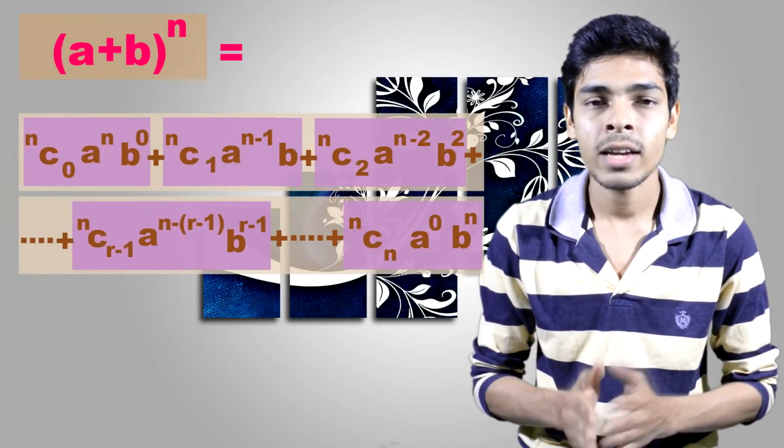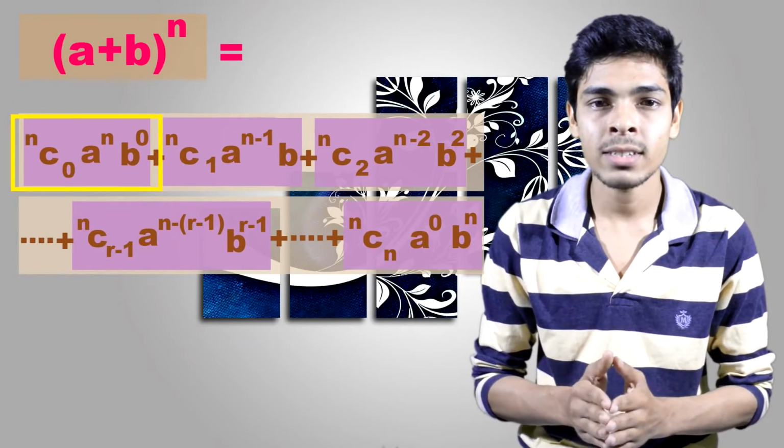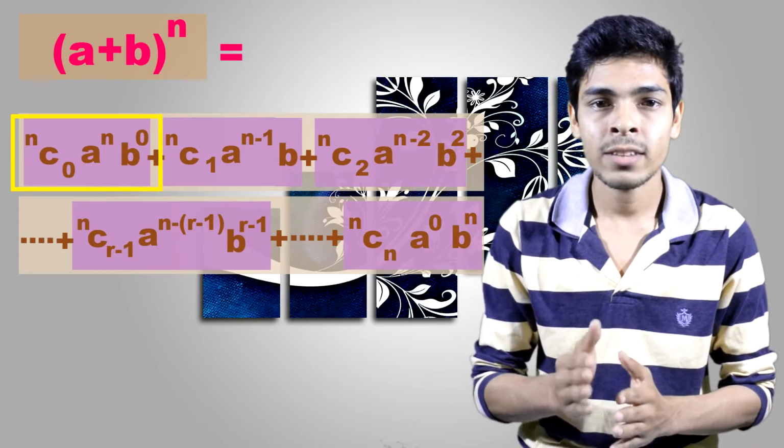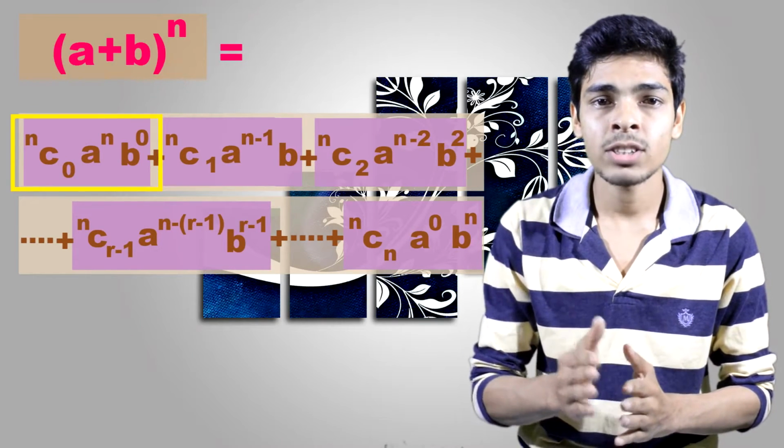As we know, the binomial theorem states that (a + b)^n equals the summation from k = 0 to n of nCk a^(n-k) b^k. If we expand the binomial theorem, it looks like this. Here we see that the first term is nC0 a^n b^0.